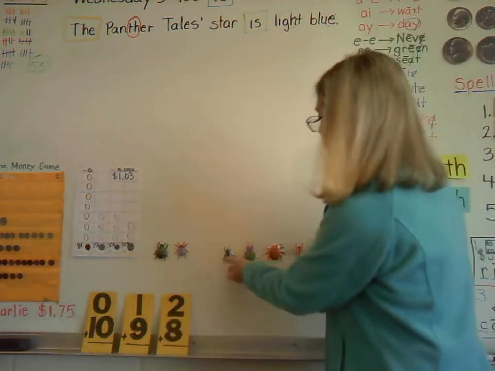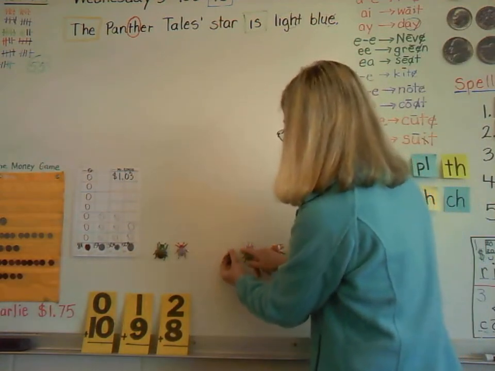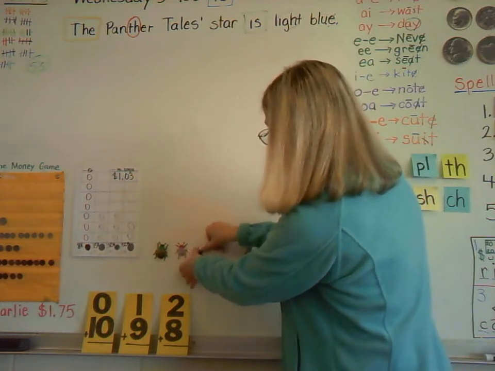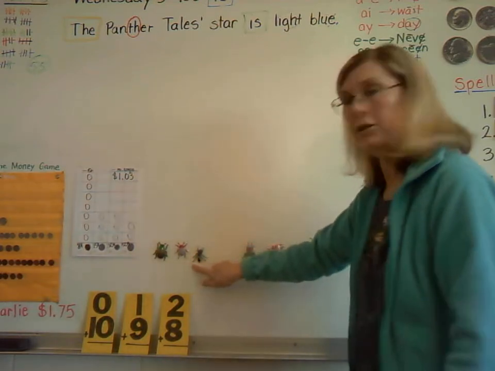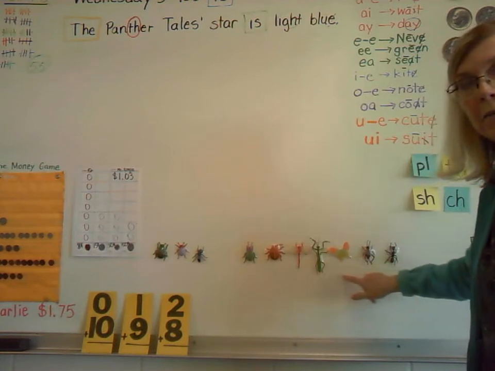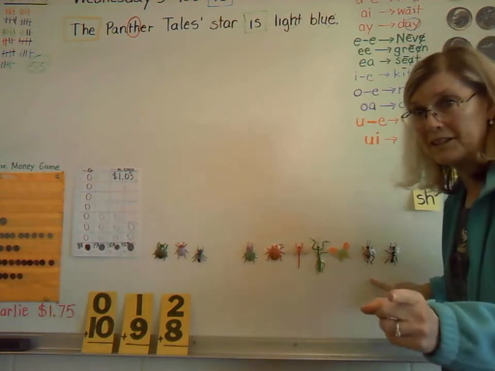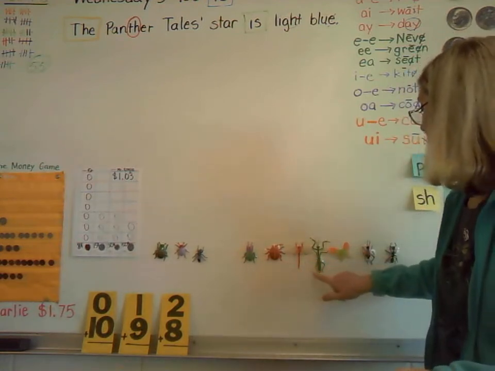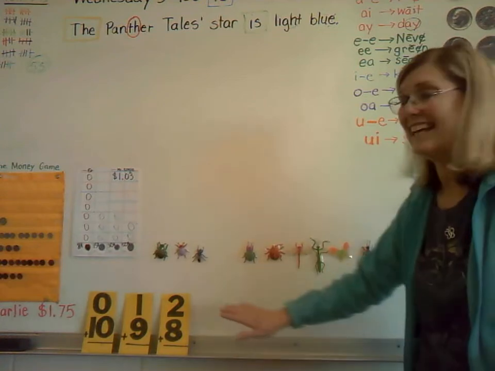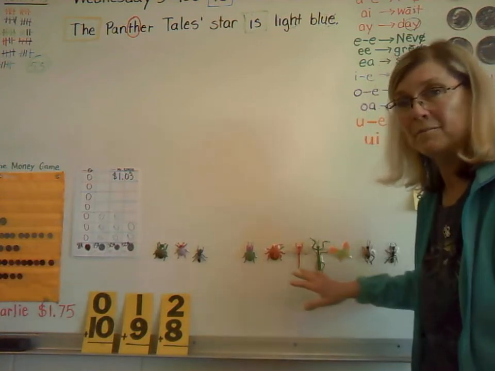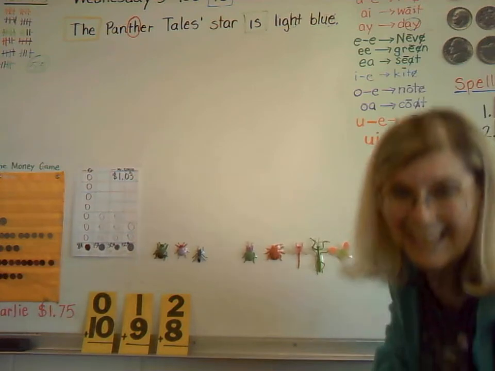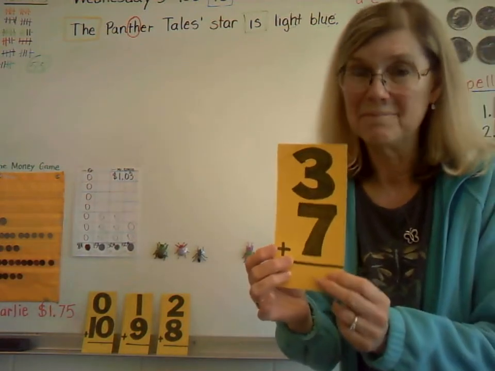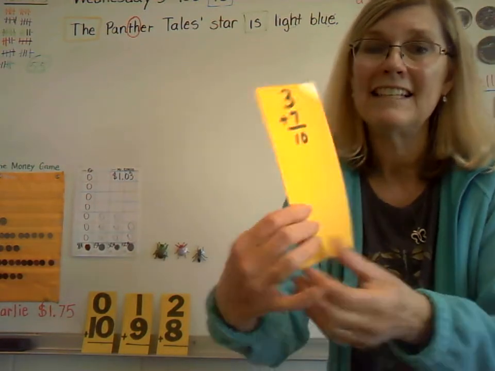Well, let's put our housefly over here beside the beetle. We've got 3 over here, plus how many are going to be over here? We could count to be sure. 1, 2, 3, 4, 5, 6, 7. Yes, boys and girls, 3 plus 7 equals 10. Here's the card. 3 plus 7 equals 10.